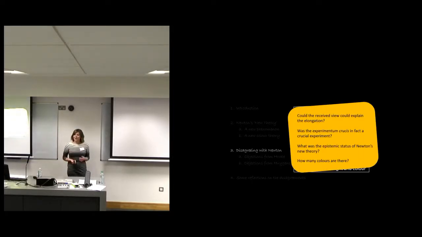Okay, and so the kinds of questions that they're raising and asking each other are things like this. Could the received view explain the elongation? Sorry, there's a typo there. Was the experimentum crucis in fact a crucial experiment? What was the epistemic status of Newton's new theory? How many colours are there? And so on. These are the kinds of questions that they're raising.